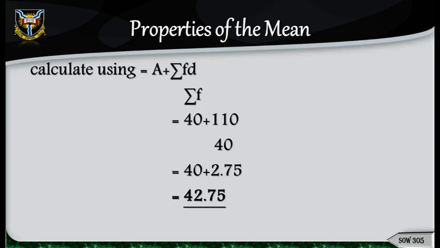x bar is equal to 40 plus 110 divided by 40. x bar is equal to 40 plus 2.75. x bar is equal to 42.75.